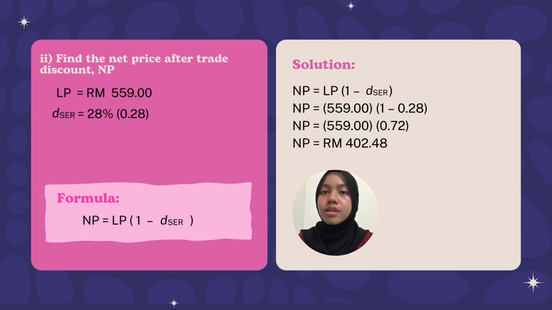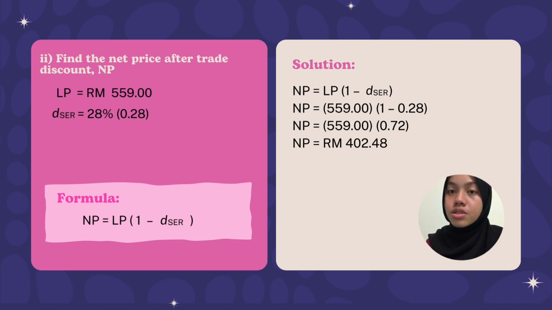Question number 2, find the net price after trade discount, NP. The list price is 559 ringgit and the discount for the single equivalent rate is 28%. The formula that can be used is NP equals LP in bracket 1 minus D_SER. For the solution, the net price equals 559 ringgit in bracket 1 minus 0.28. Solve the bracket first and we get the answer. Net price equals 402 ringgit 48 cents.